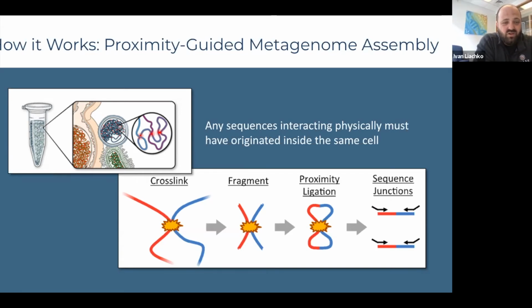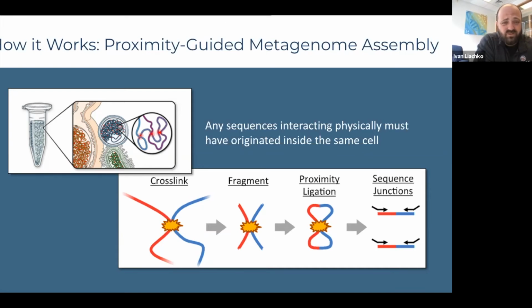And then, long story short, you extract them. They're kind of like those little glowing red spots in the left figure. You extract them and you sequence the junctions. And then you can take your data and put it together with regular shotgun sequencing. It allows you to say which sequences started out inside the same cell because they were touching each other before the cells were broken.